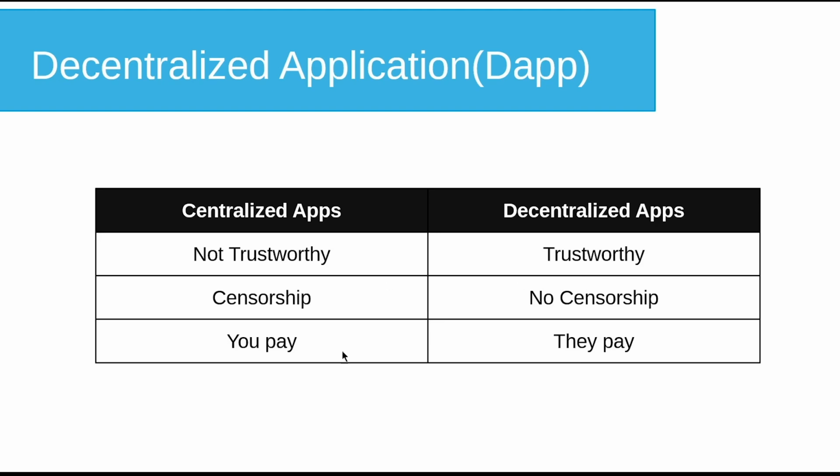When we talk about centralized applications, we actually pay them to use them, right? For example, if we talk about YouTube, we are actually paying through our attention. When we pay our attention to YouTube, YouTube shows us ads, and that's how YouTube collects revenue, right? But when we talk about decentralized applications, they actually pay us, in the form of cryptocurrency.